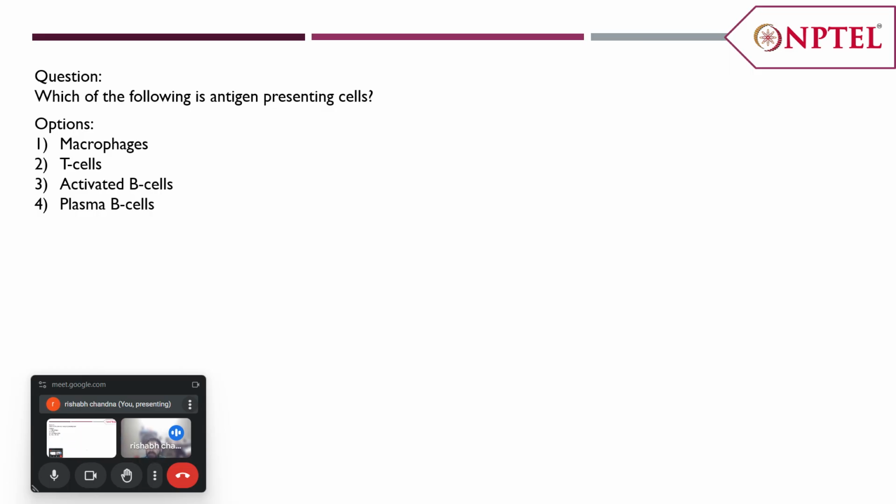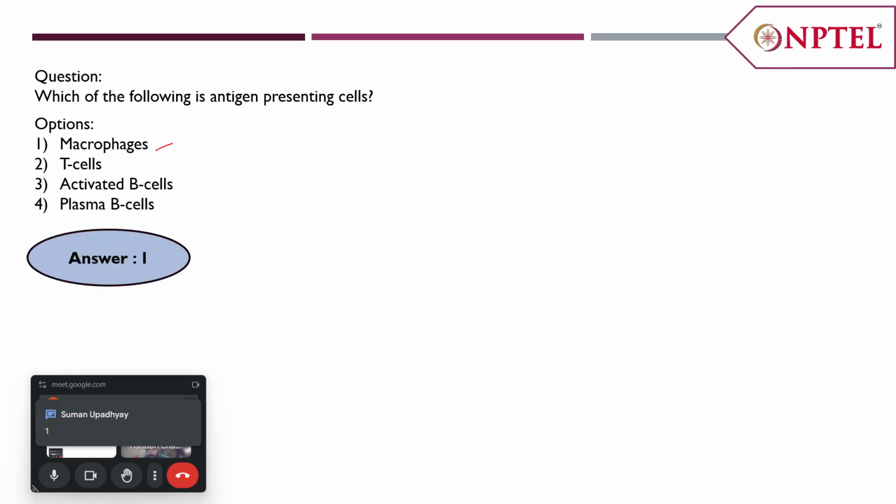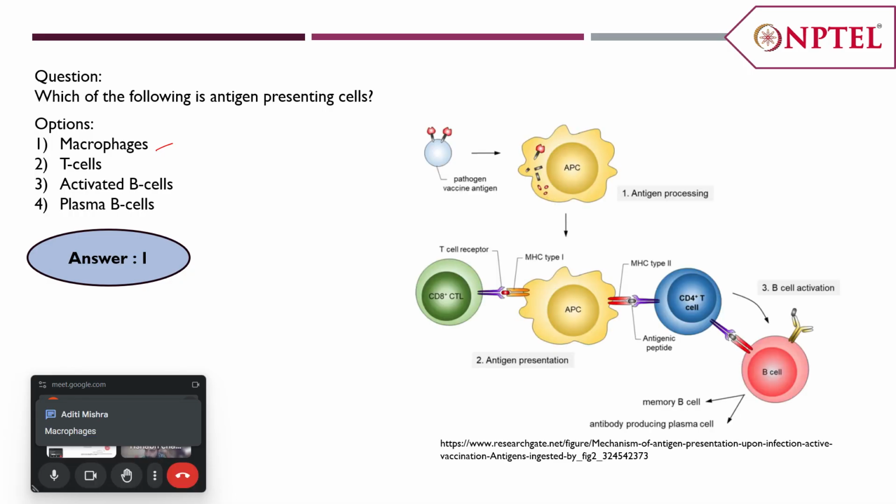Which of the following is an antigen presenting cell? Macrophages, T cells, activated B cells, or plasma B cells? What can be the correct answer? Any other? So the correct answer is option number one, macrophages, the antigen presenting cells.